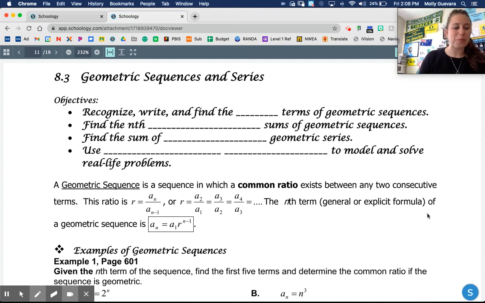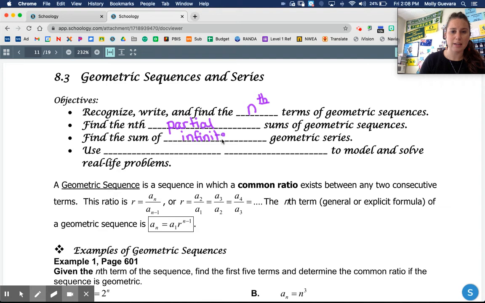Hello guys, we're going to do 8.3 today, which will be very, very similar to 8.2, which was all about arithmetic sequences. Now we're going to switch and look at geometric sequences. So for objectives today, we're going to recognize, write, and find the nth term of geometric sequences. Then we're going to find the nth partial sum of geometric sequences. Then we're going to find the sum of infinite geometric sequences, right?